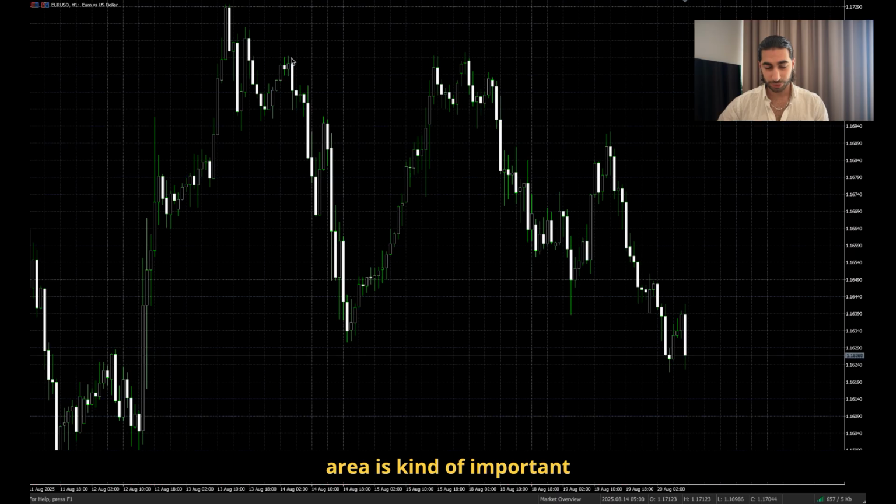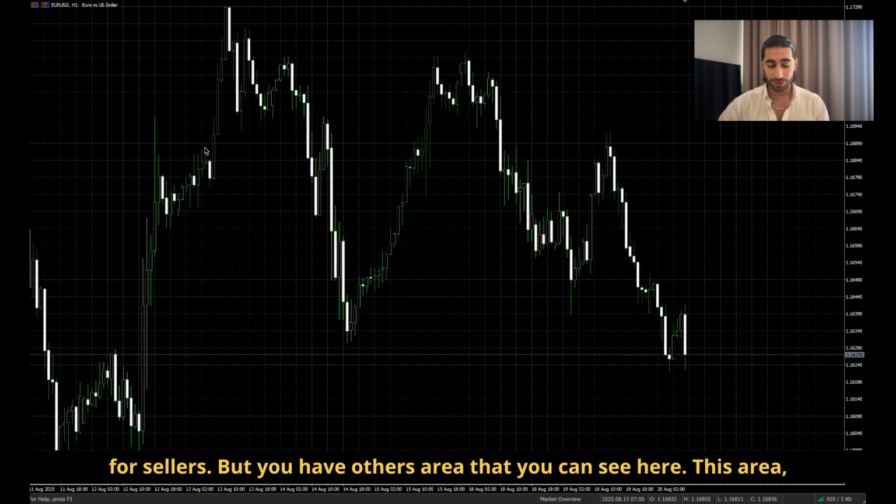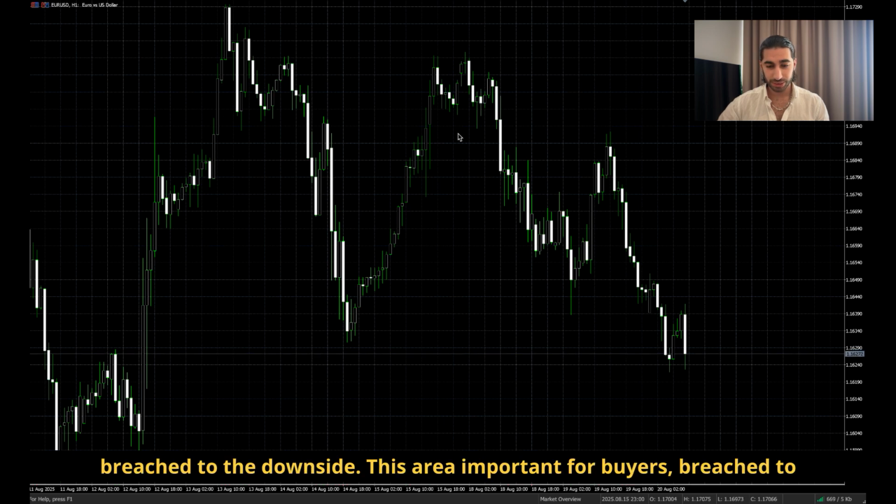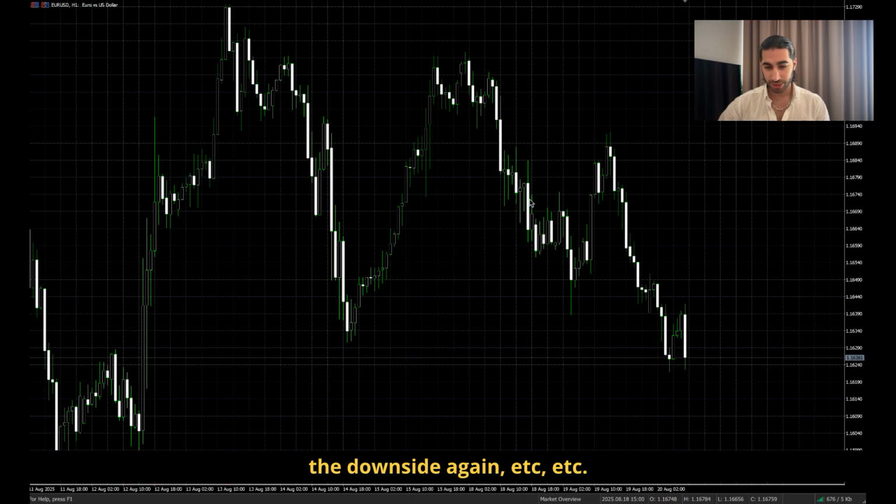This area is kind of important for sellers, but you have other areas that you can see here. This area, for example, that got breached to the downside. This area important for buyers, breached to the downside again, etc., etc.